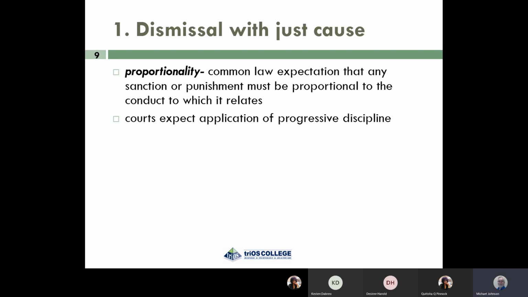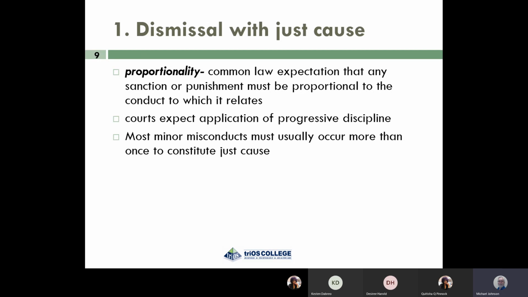Once again, when we deal with a legal system, they're always looking to see what kind of policies the company has, what it has in place, how it utilizes those, and whether or not it is using them for everyone or just for a few people. So courts actually expect the application of progressive discipline, positive or progressive, but mainly progressive in this situation. Most minor misconducts must usually occur more than once to constitute just cause.